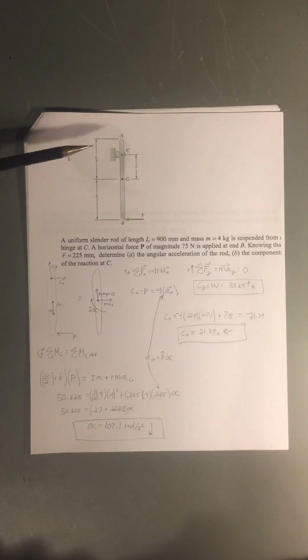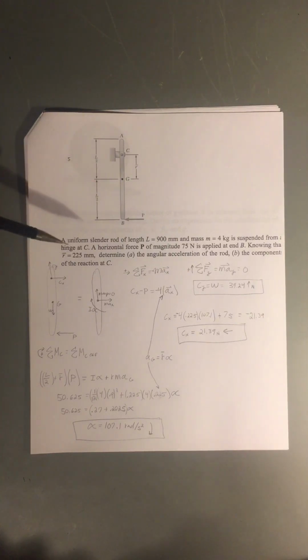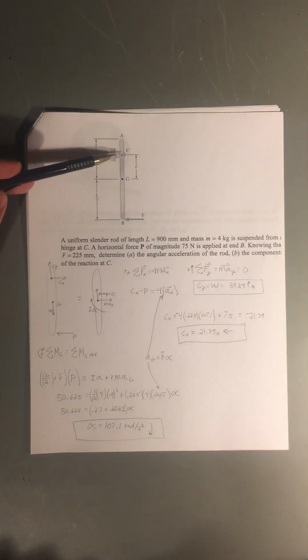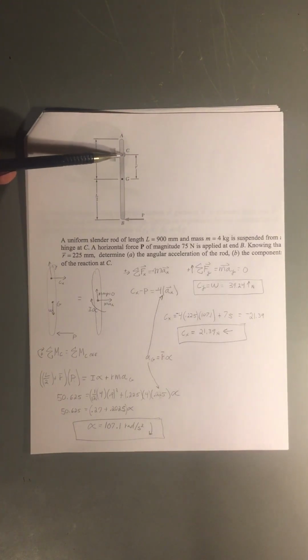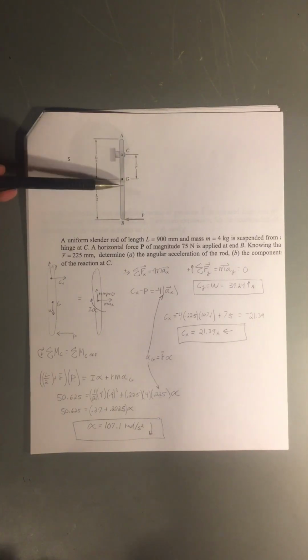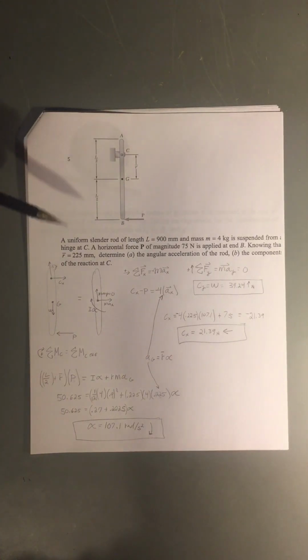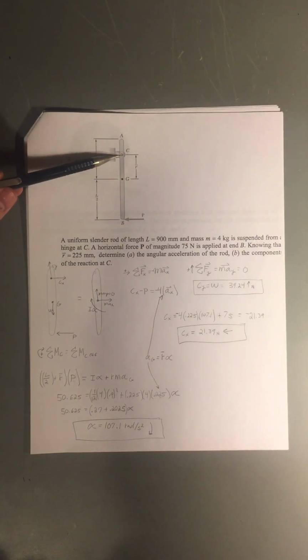On problem number 5 here, we're given what they call a uniform slender rod. We're given the length of this rod, and it pivots at this point C here. And then we're given the distance r bar from this pivot point to the center of gravity, center of mass G. And so the first thing that the problem wanted us to find is the angular acceleration of the rod, which would be alpha. And then it also wants us to find the components of the reactions at C.